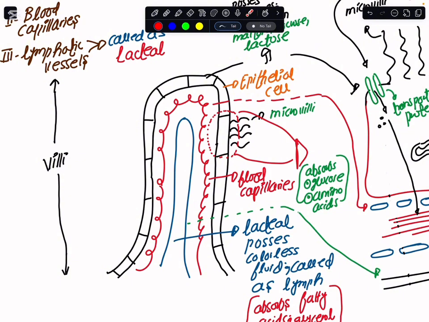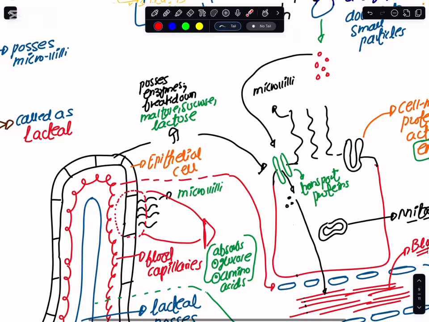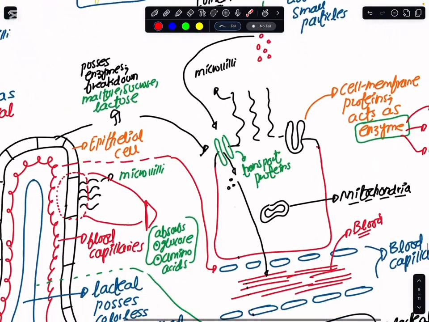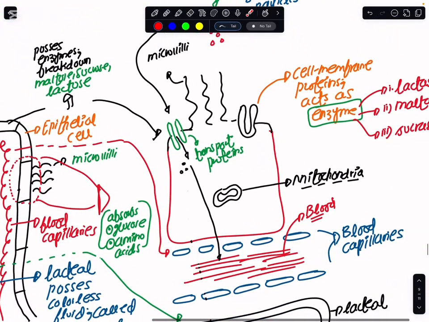Now, what we need to do next is understand the structure of this epithelial cell, and then we would present a diagram where I go from the lumen to the epithelial cell, then to the blood capillaries, and then see what happens within the lacteal. So let us see what this epithelial cell in the epithelial layer looks like.